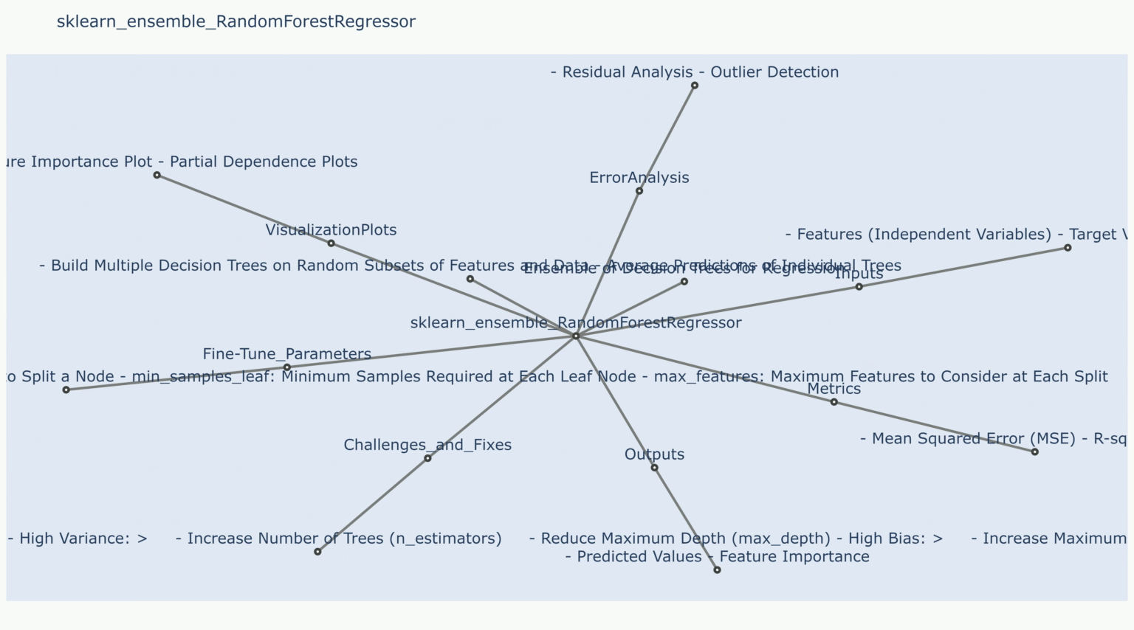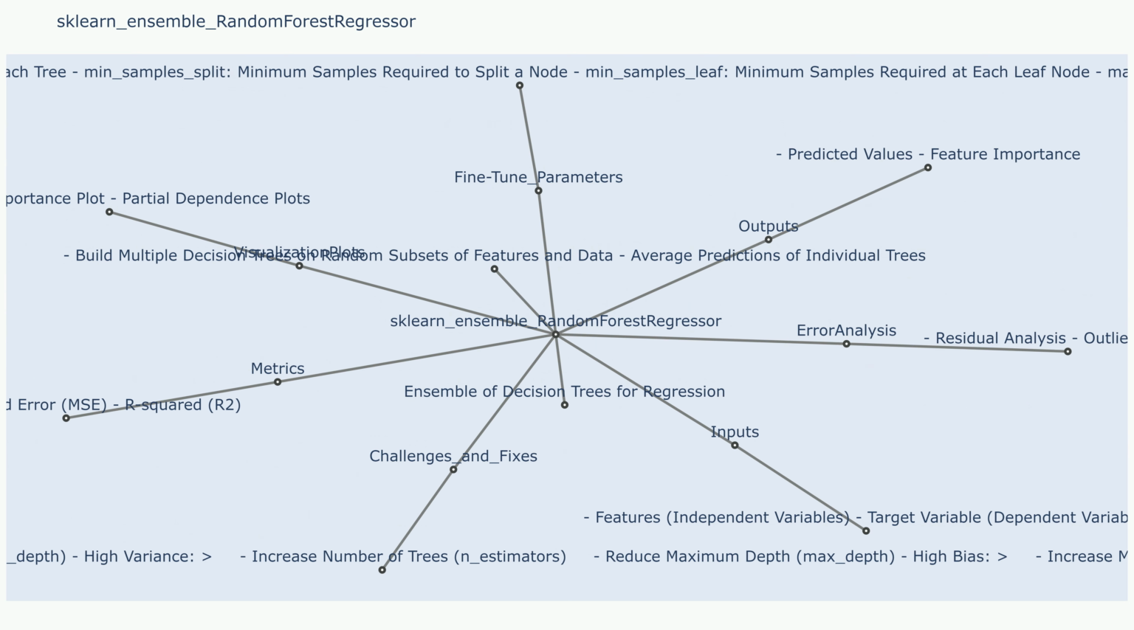Steps. Step 1. The algorithm randomly selects a subset of features and data points from the training set. Step 2. A decision tree is constructed using the chosen data and features. Step 3. This process of random feature and sample selection is repeated multiple times, resulting in a forest of decision trees. Step 4. During prediction, the model averages the predictions of all the individual trees in the forest.